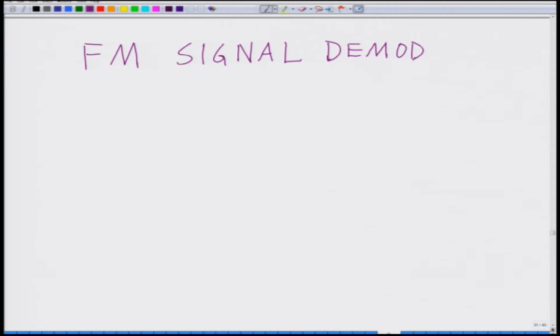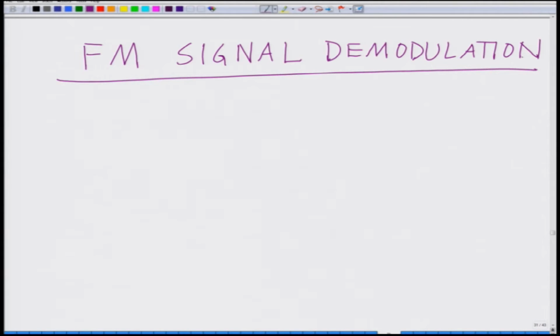We want to start looking at FM signal demodulation, that is, the demodulation of an FM signal. The technique for demodulating an FM signal is through the use of a differentiator circuit. So we are going to illustrate how to demodulate the FM signal using a differentiator.